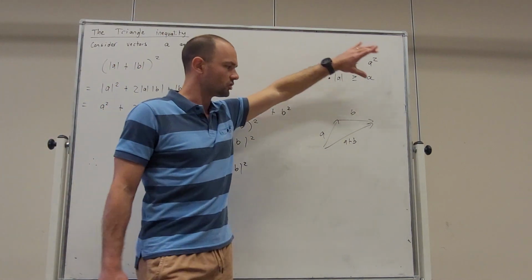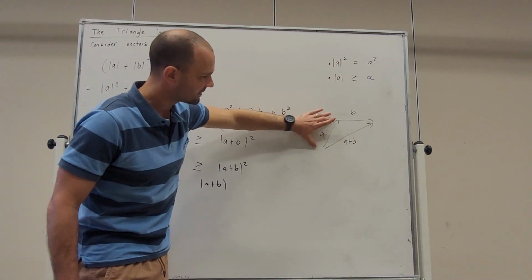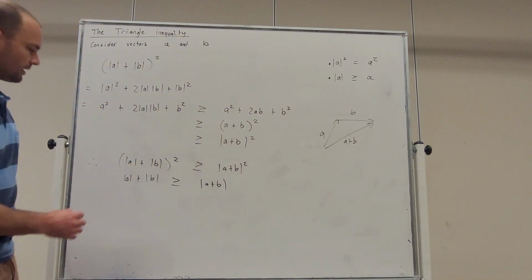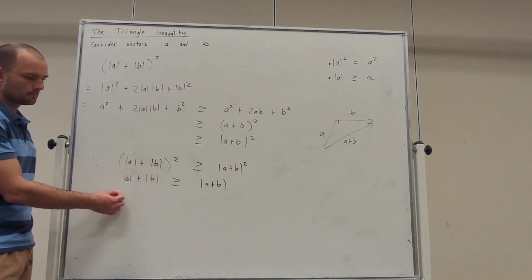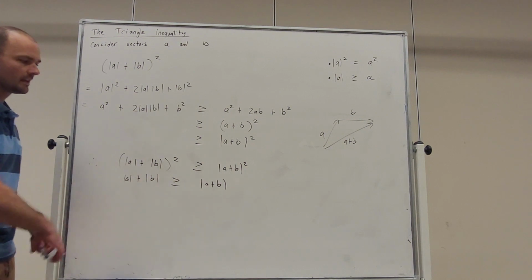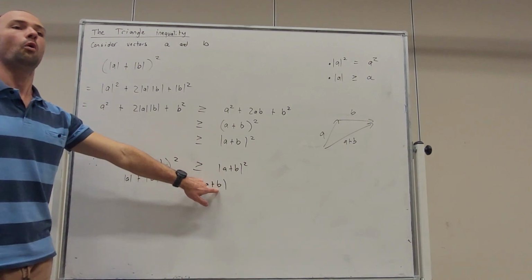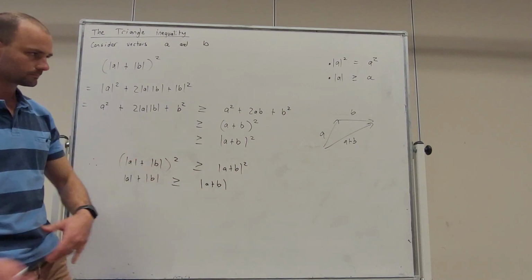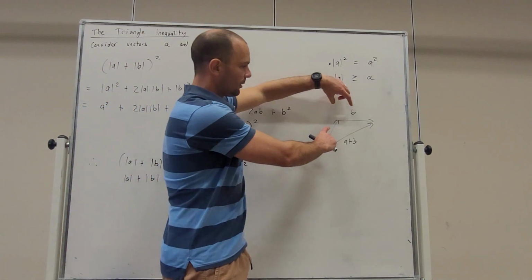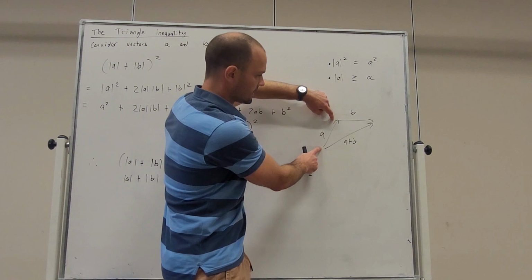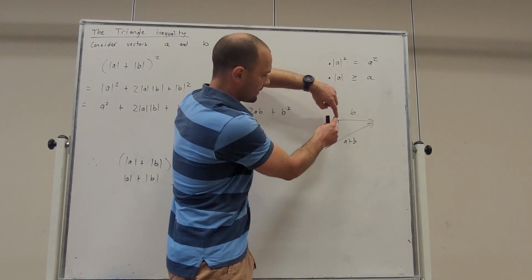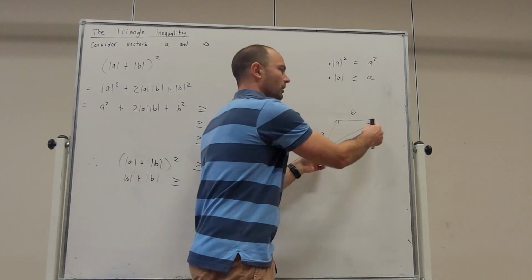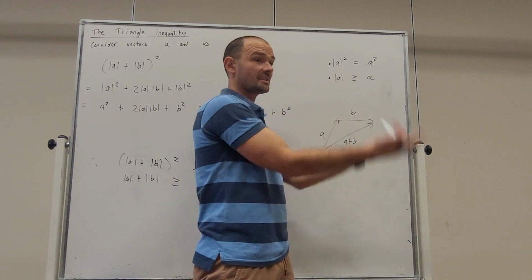Let's understand it geometrically. So if I have vectors A and B, the triangle inequality says that the modulus of vector A plus the modulus of vector B is larger than or equal to the modulus of vector A plus B. Okay, so we can see if I add the modulus of this and the modulus of this, if I were to get my ruler out and measure that one and add them together, it's going to be longer than this one. Okay, it's going to be greater.